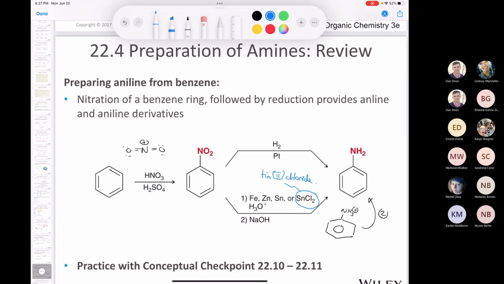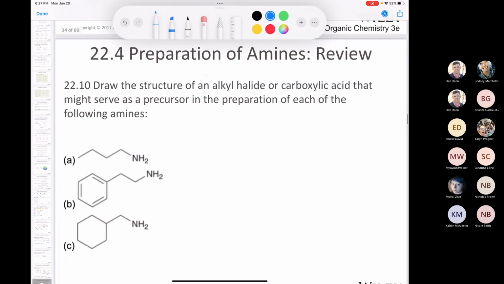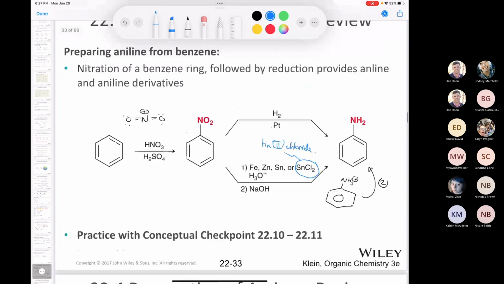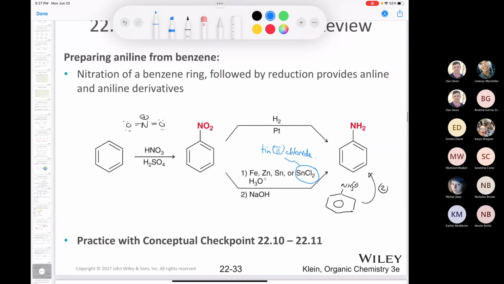Tin 2 chloride. The reason that we have tin 2 chloride in there is because it's a really mild reducing agent, and it can come in handy if you have something that could undergo hydrogenation or reduction. It just works as really good conditions.